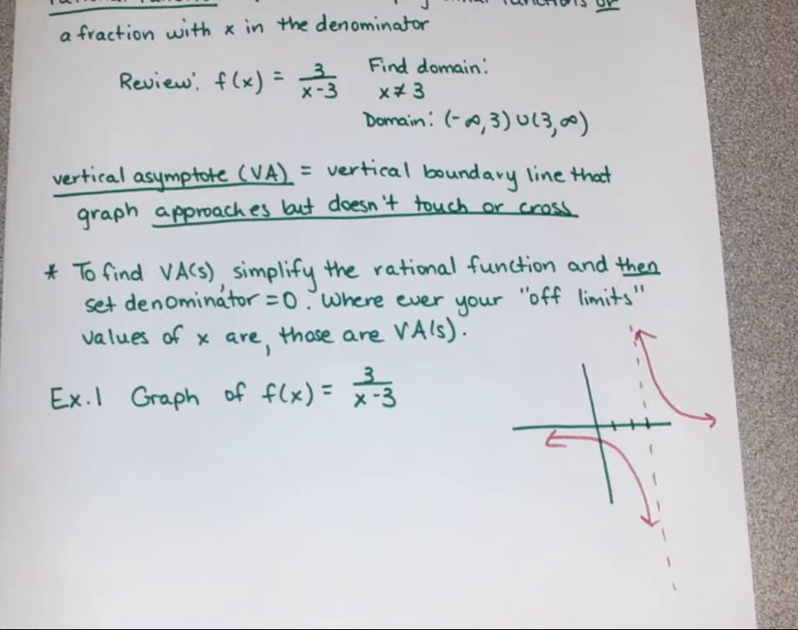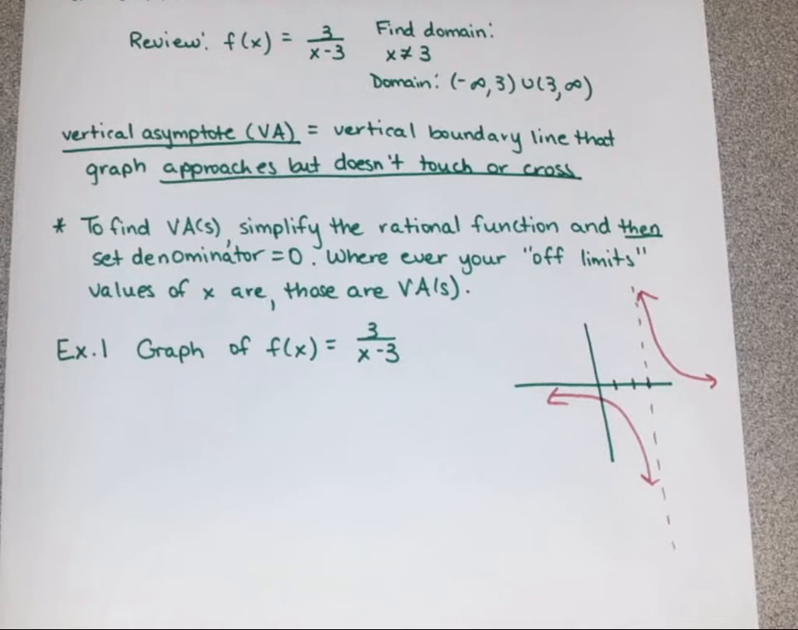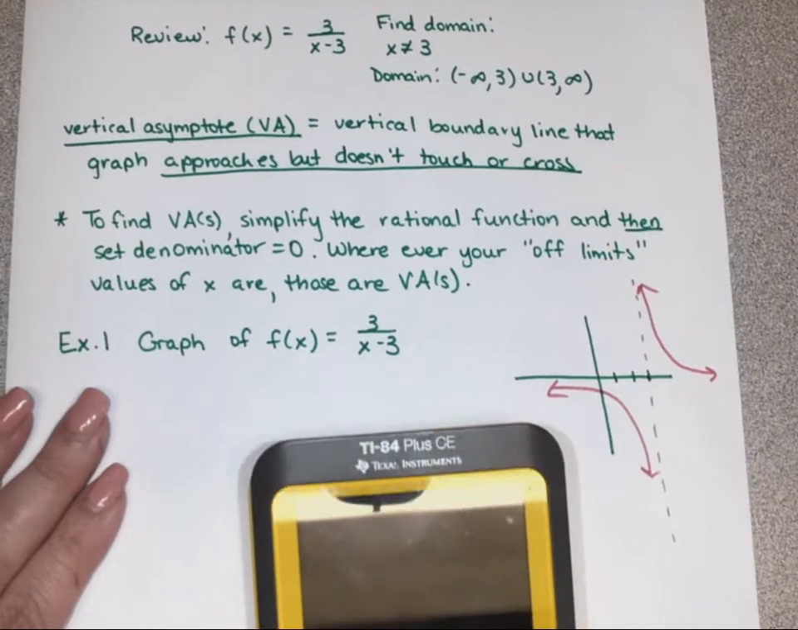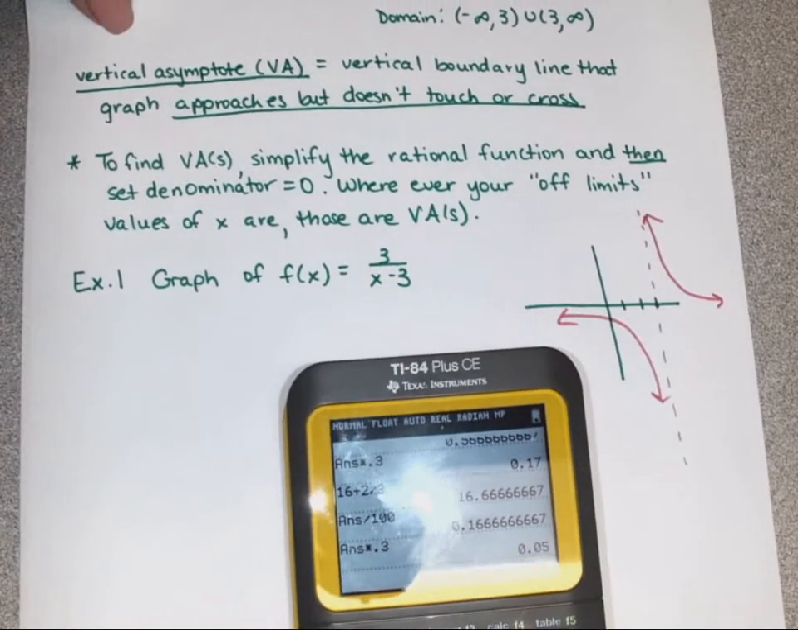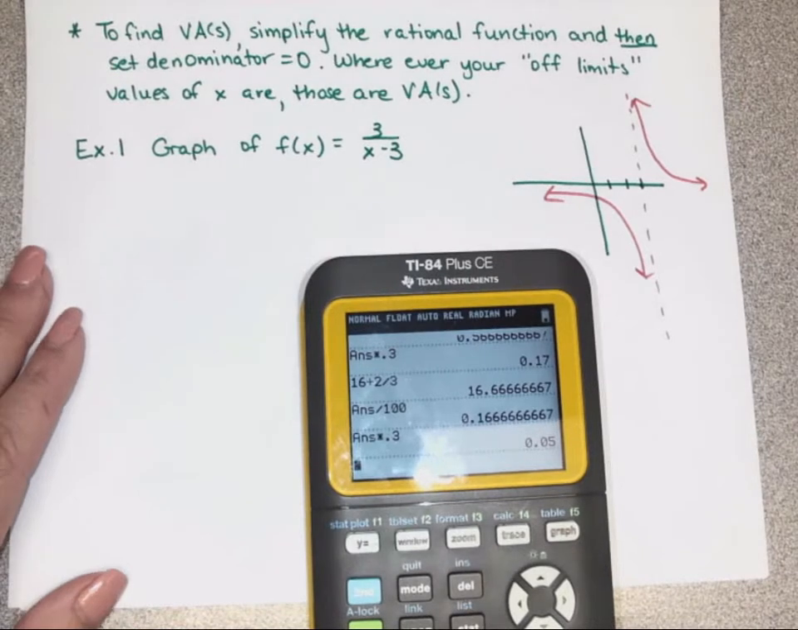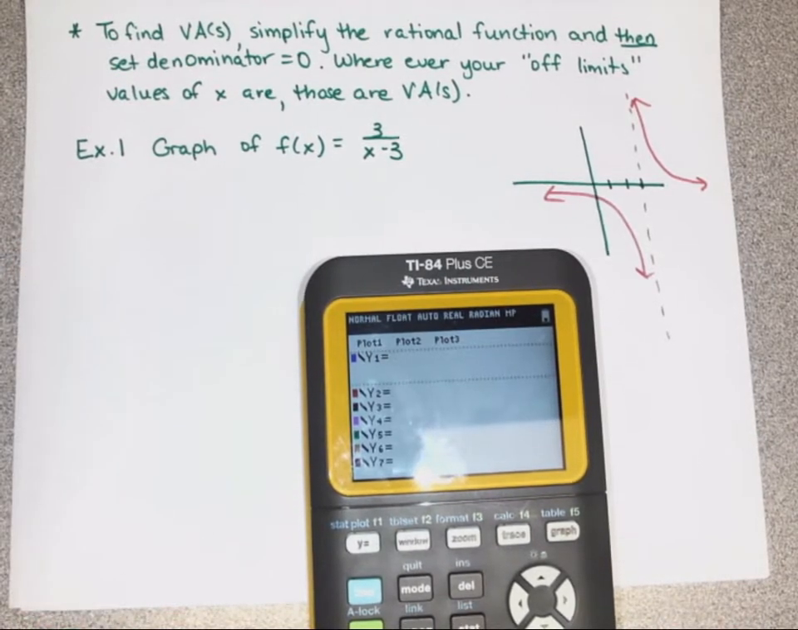Okay, so that's what the graph of 3 over x minus 3 looks like, and we're going to practice being able to graph that by hand, okay? However, while you're kind of catching up with that, let's glance at what the calculator is going to show. Now, it kind of depends on what kind of calculator you use. If you have an 84 or above, it's going to look like mine here.